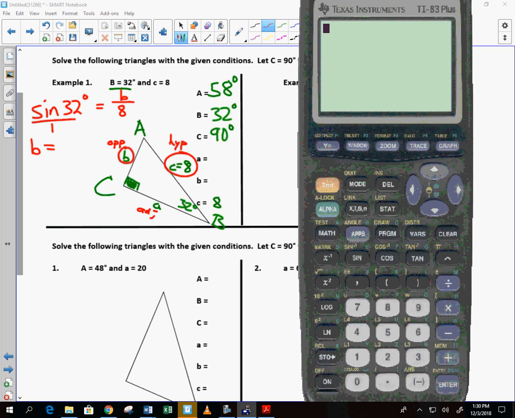I take 8 times the sine of 32. I get 4.24. Is that an angle measurement or is it a length? It's a length. B is 4.24.